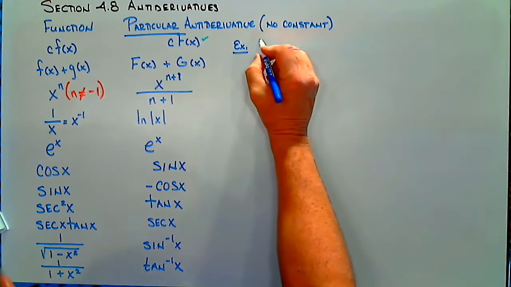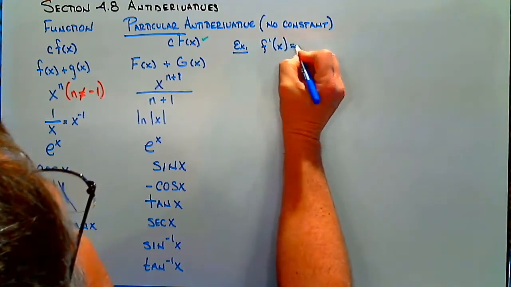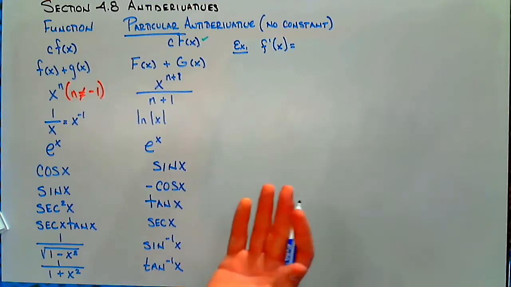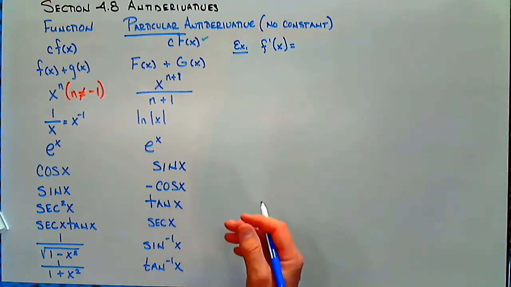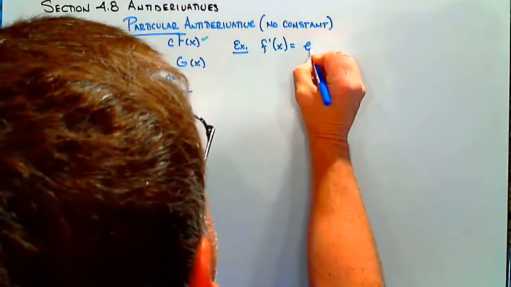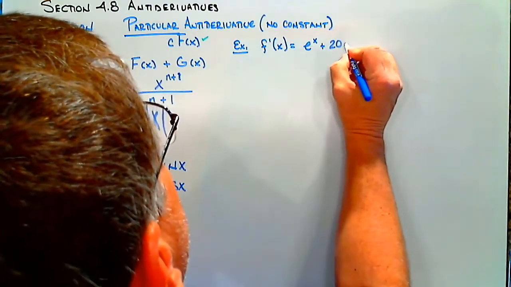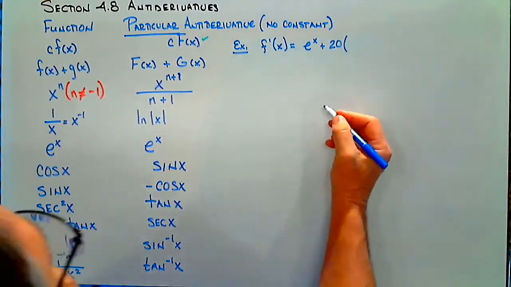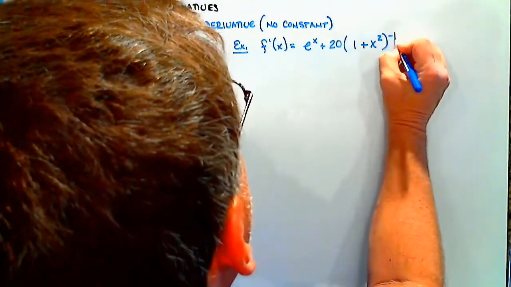So we would have something like, now sometimes instead of writing capital F, they write F prime, and then they ask us to find F, right? F would be the antiderivative of F prime. So F prime equals e to the x plus 20 times 1 plus x squared to the negative 1.